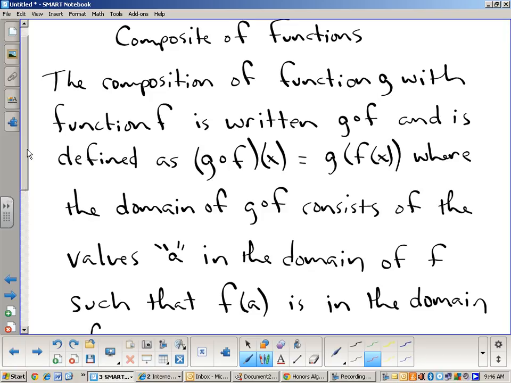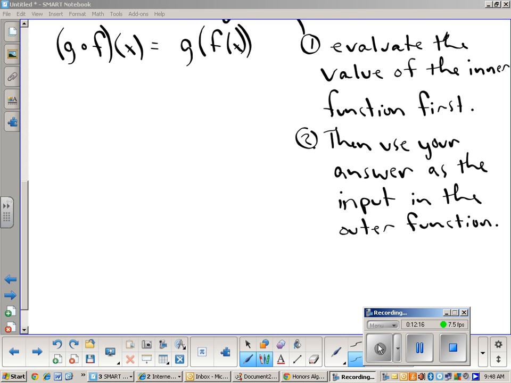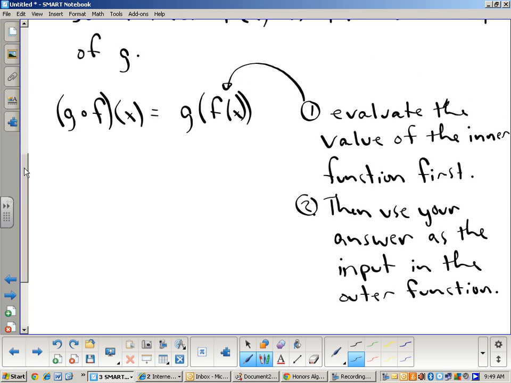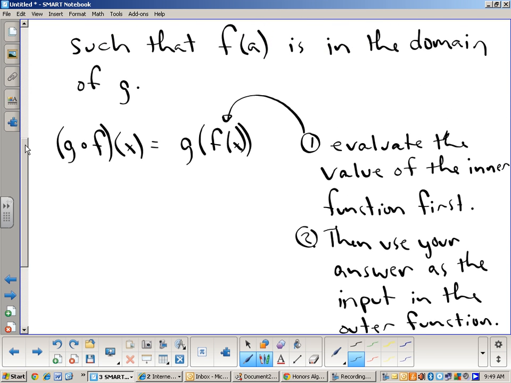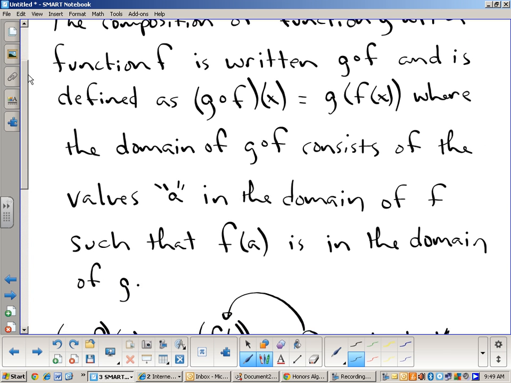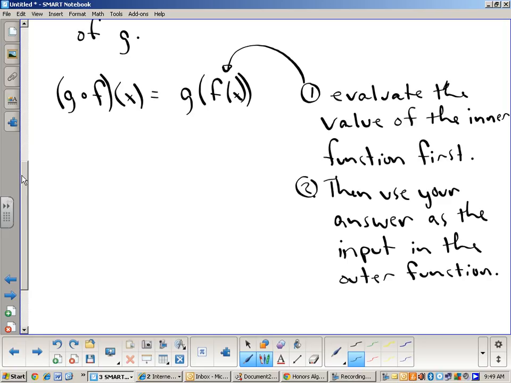Composite of functions. Again, let's see where it was. Okay, so if you're at home watching this, make sure you get the rest of that.